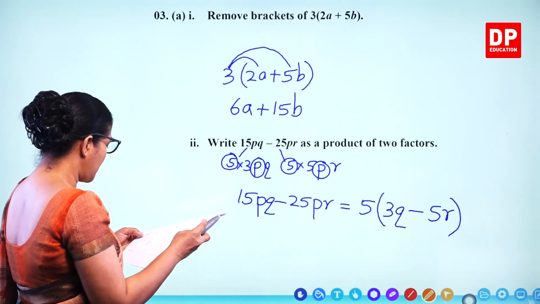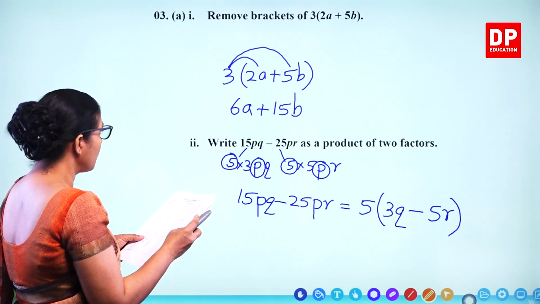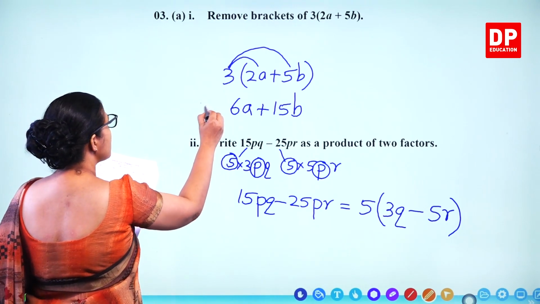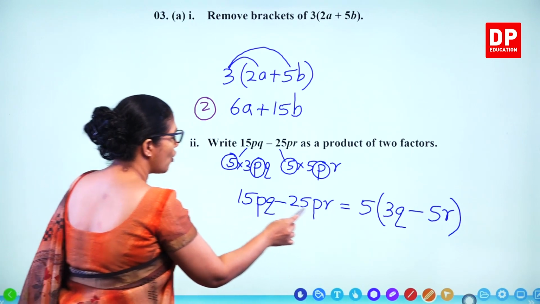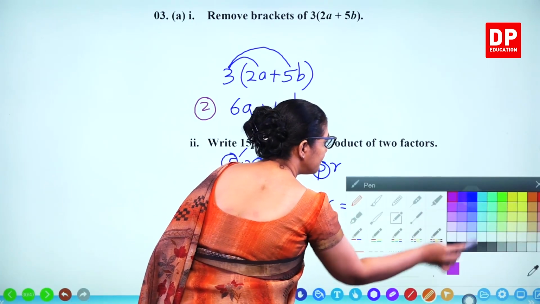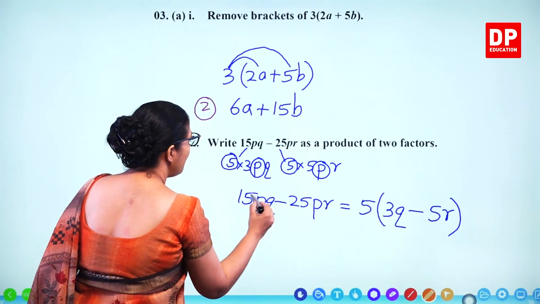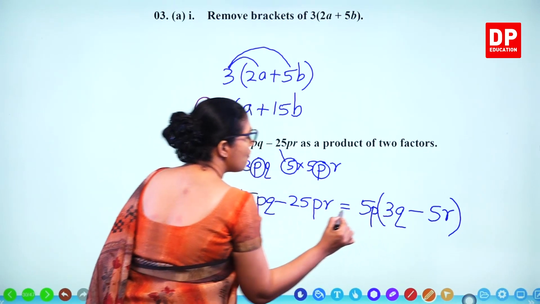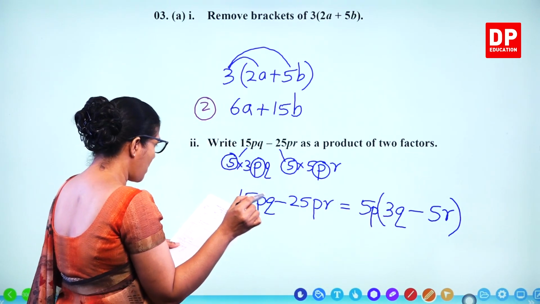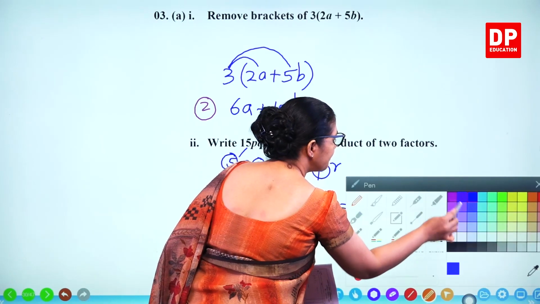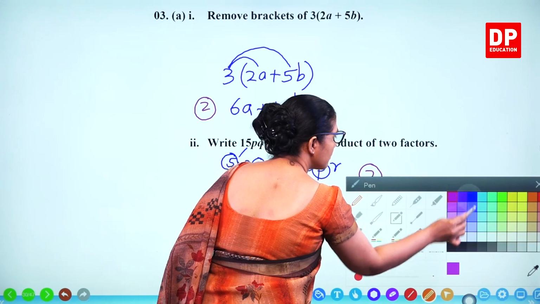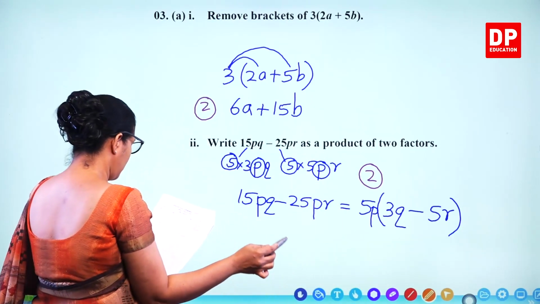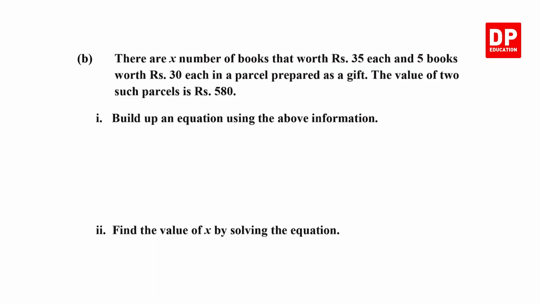So how many marks? 2 marks here and 5. Here we forgot to take p out. Here we took p out. 5p, 3q minus 5r. 2 marks. Let's take the next one.